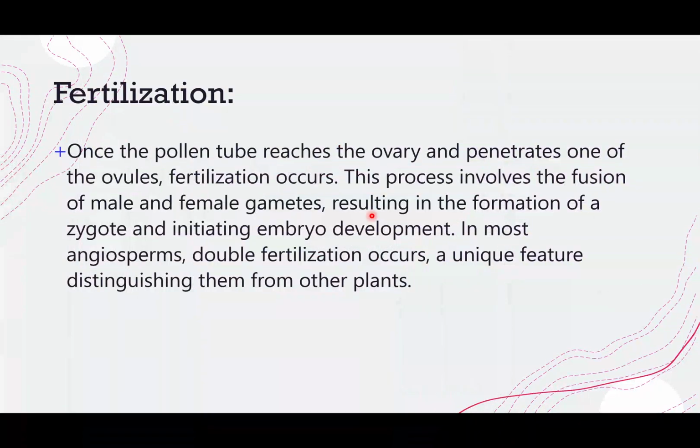So we know that fertilization occurs once the pollen tube reaches the ovary, penetrates the ovules, and goes through the micropyle into the ovules. This process involves the fusion of the male and female gametes. That is what fertilization is, the essence of it, resulting in the formation of a zygote and initiating embryo development.